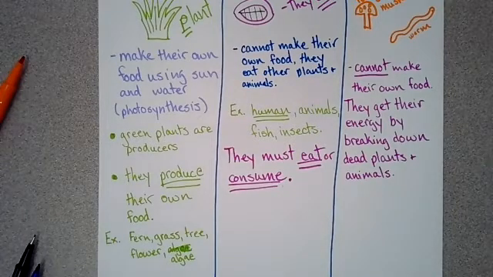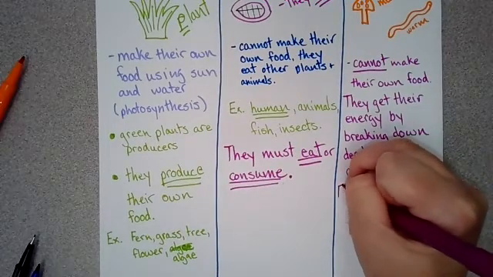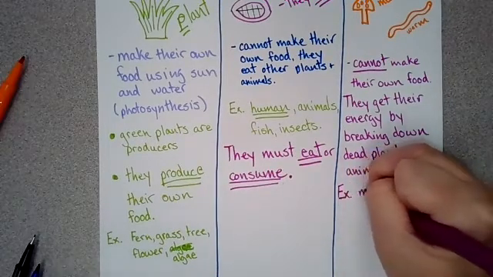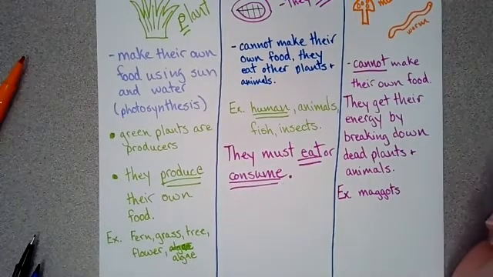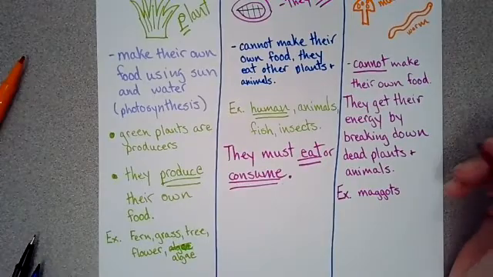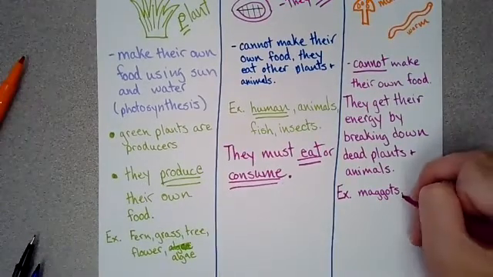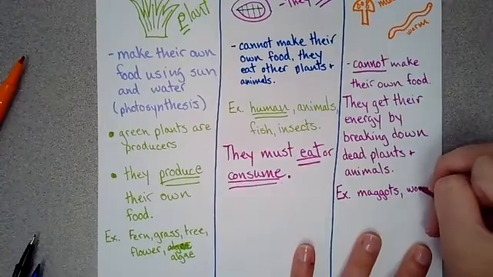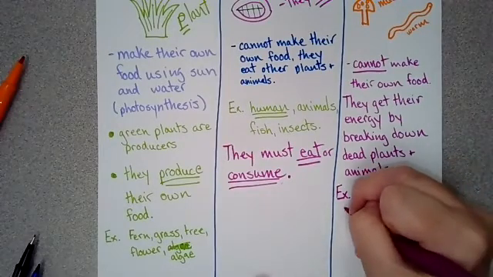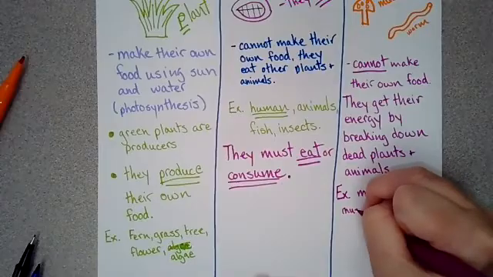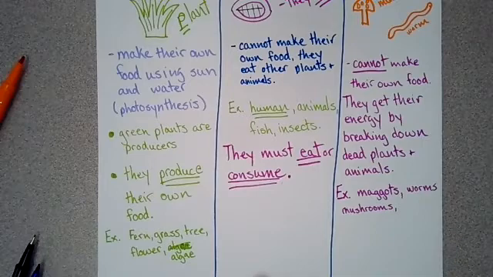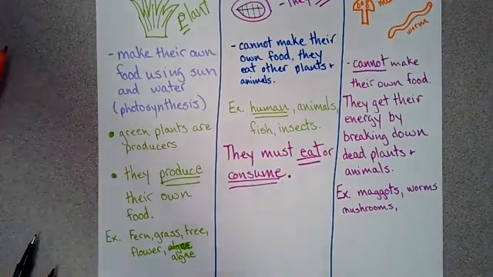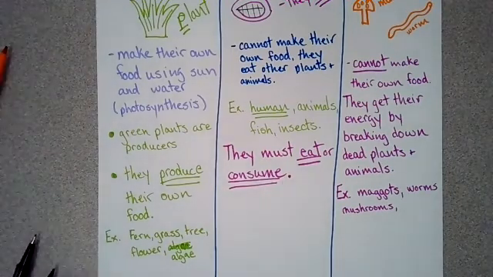Okay, so examples are, let's write these examples down. Maggots. You've probably seen these sometimes in your trash can, right? When you open your trash can, there are these little white worms. They're gross. Maggots, worms, mushrooms, okay, those are decomposers.